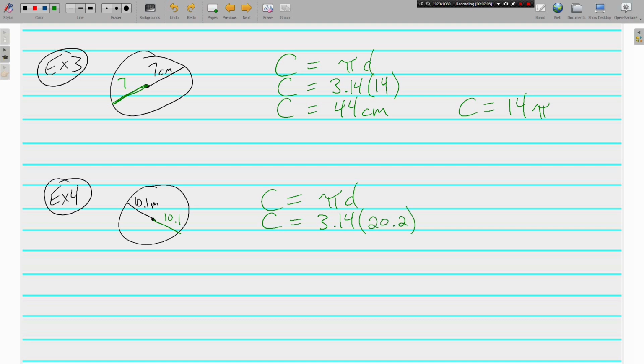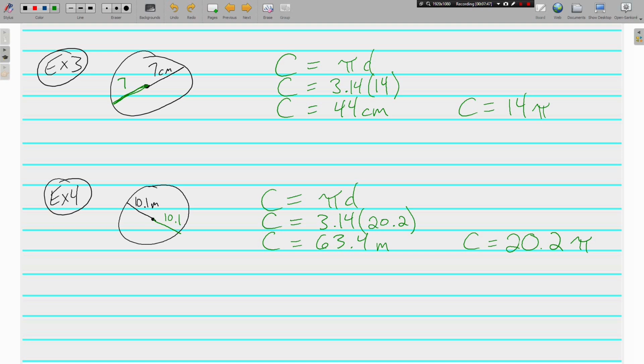20.2 is the diameter. Put it in your calculator and round to the nearest tenth, and we get the circumference is equal to 63.4 meters. In terms of pi, the diameter is 20.2, so 20.2 pi. Pretty simple.